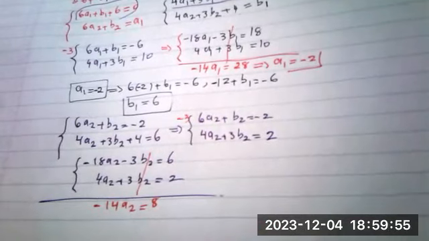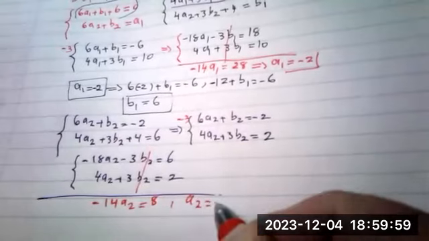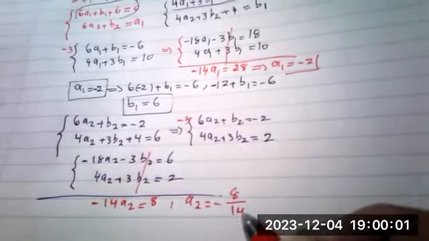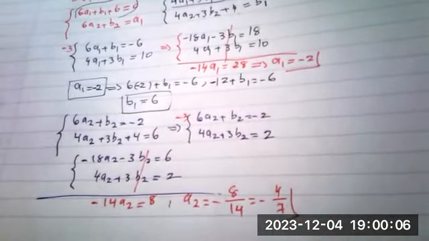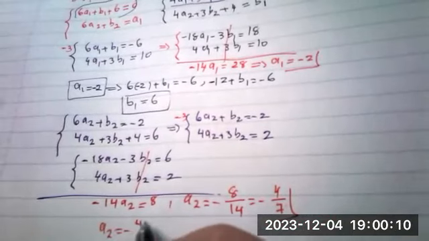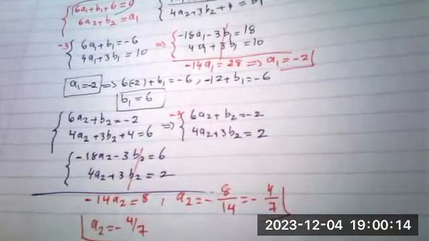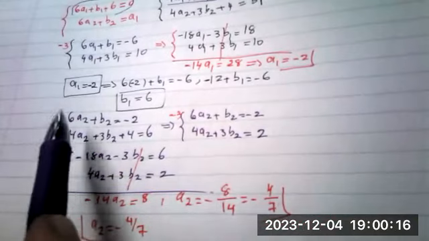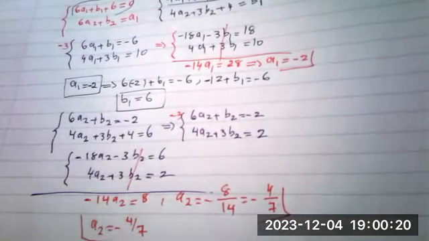Okay, we get 8, so the A2 would be negative 8 over 14. You simplify that, and it gives you negative 4/7. So that gives you A2. A2 is negative 4/7. That's A2. I'm going to move it to this part to get the B2.